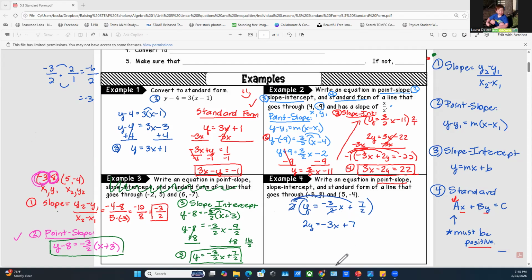We're super close now. We've got to get our x and y on the same side. So we're going to add 3x, add 3x. This cancels, and we get 3x plus 2y equals 7. And that is the end of the notes.